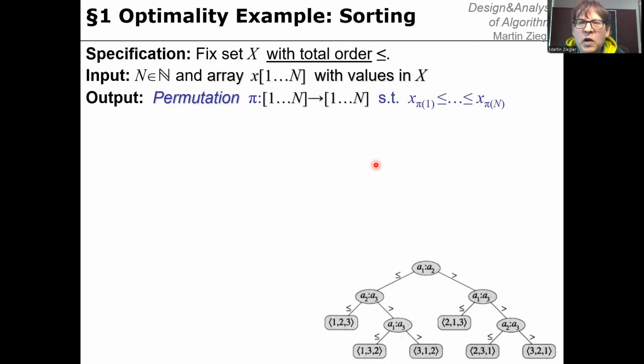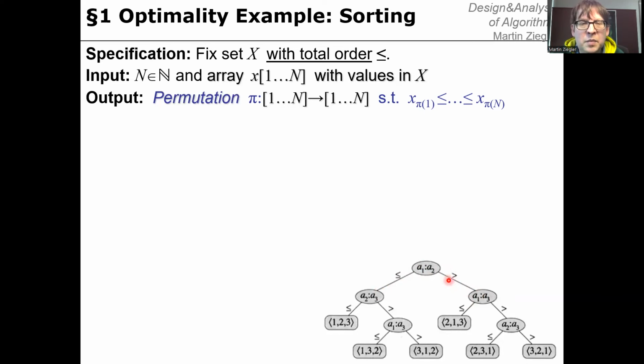And the proof involves a certain class of algorithms, namely so-called decision trees. Decision trees for sorting. Here you see a decision tree for sorting 3 elements. So the input elements are A1, A2, and A3. And the decision tree algorithm first compares A1 and A2. If A1 is less or equal to A2, then it proceeds to the left in this tree. Otherwise, it proceeds to the right.